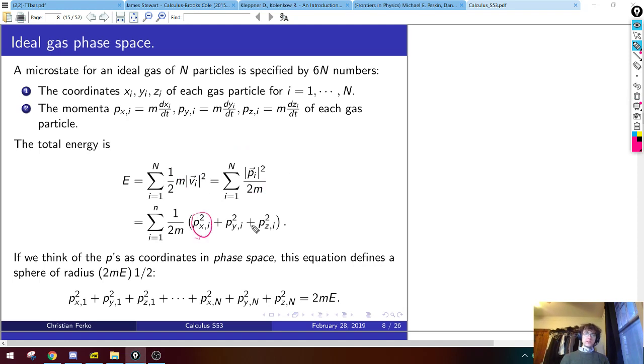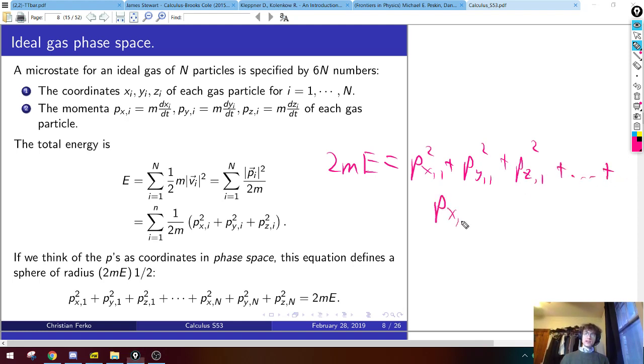You can write it like this if you want to emphasize that there's px, py, pz for each of these guys. Now here's the key insight. Let me write this equation in a slightly different way. I'm going to multiply both sides by 2m. This equation is 2mE equals px1 squared plus py1 squared plus pz1 squared plus dot dot dot all the way up to the nth particle, pxn squared plus pyn squared plus pzn squared.